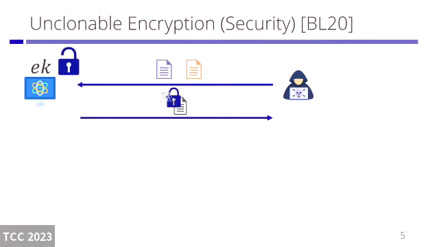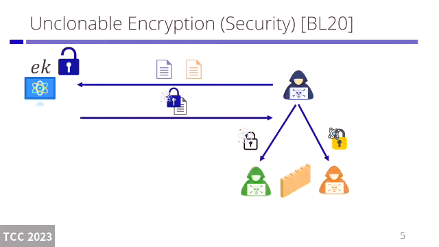This is the security game of unclonable encryption. First, the adversary sends two plaintexts to the challenger, and the challenger flips a coin, encrypts, and sends a challenge ciphertext to the adversary. Then adversary 0 generates a quantum state over two registers and sends the first and second registers to adversary 1 and 2 respectively. These two adversaries cannot communicate with each other.